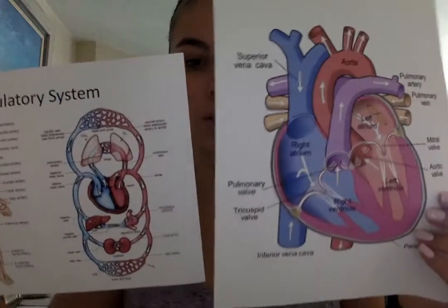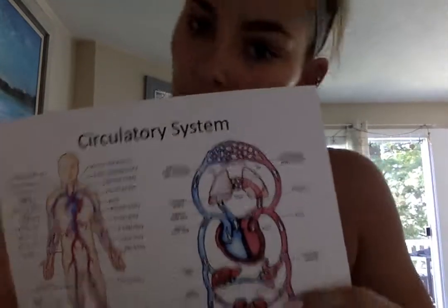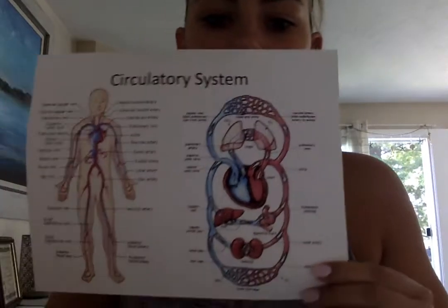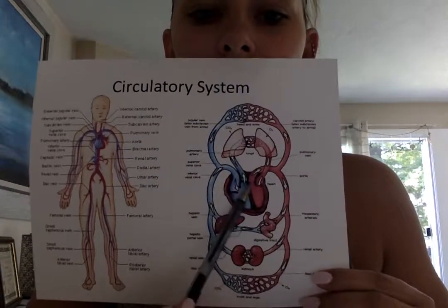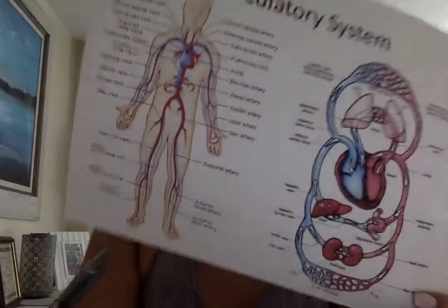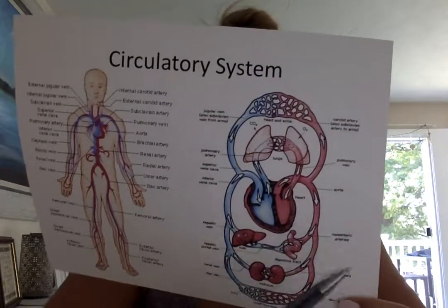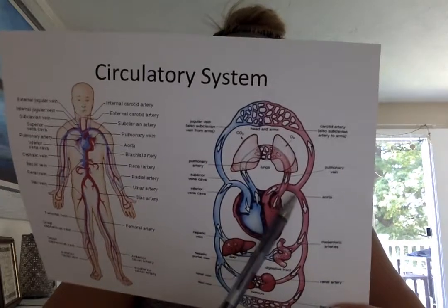I have two sheets to help us learn about the circulatory system today. I'm going to start off with this small one. We're going to go back and forth. And I want to start this whole system off starting at the artery. I'm sorry, the aorta. The aorta is where blood exits the heart and enters the body.